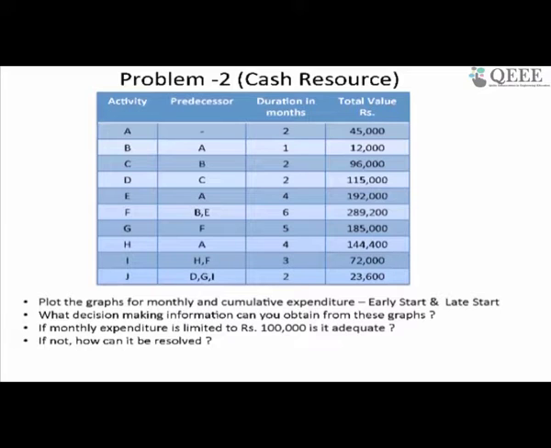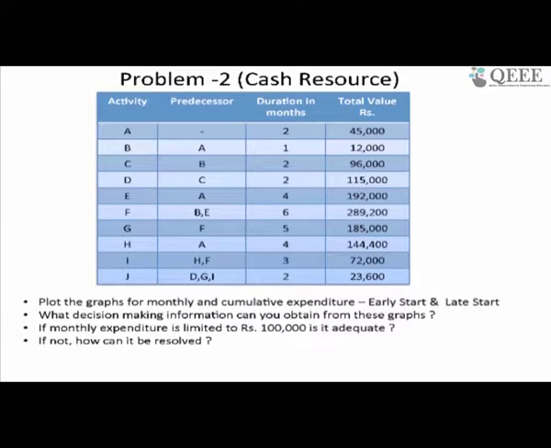We have given again the activity, predecessor, duration, and total value. What I've asked you to do is to plot the graphs for monthly and cumulative expenditure. We are familiar with this now. What decision making can you inform? This is a discussion question which I cannot do in this mode, but if there are any points which people want to take up, we can certainly do that.